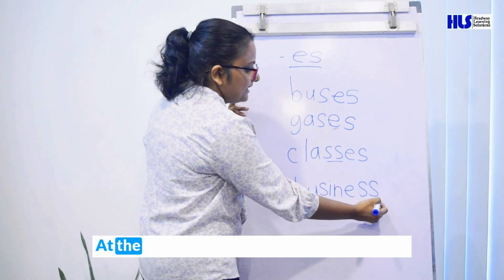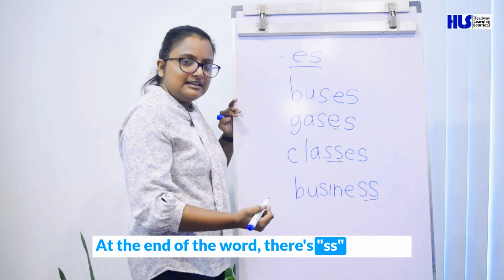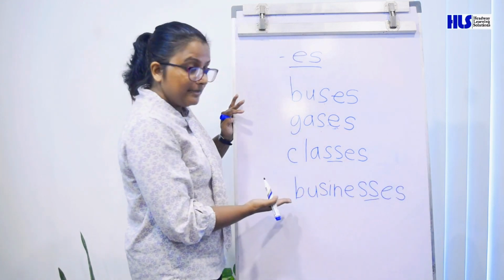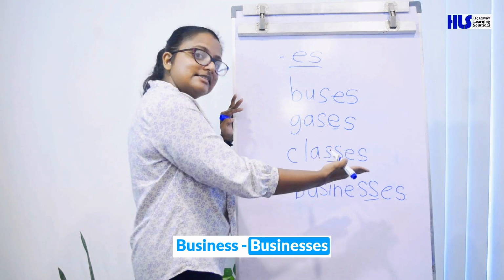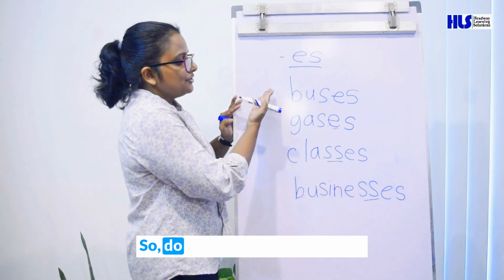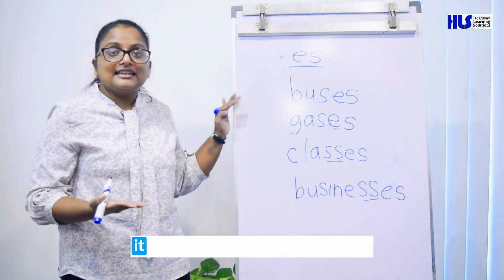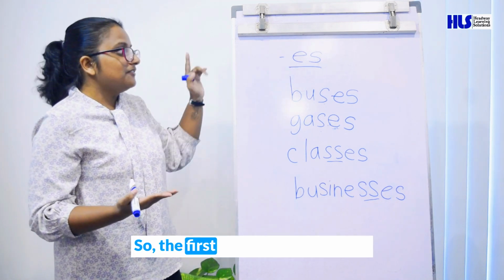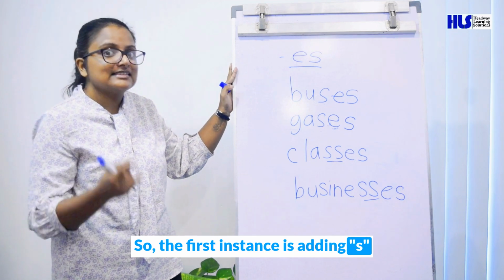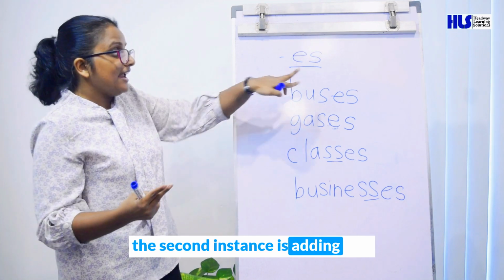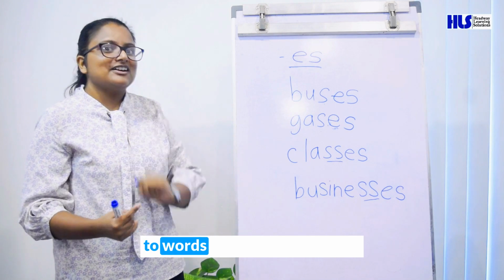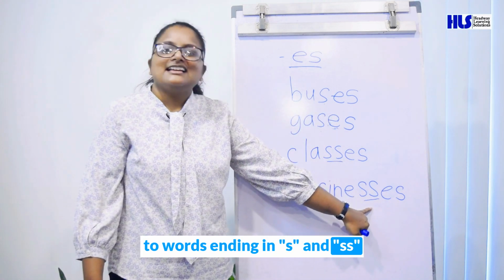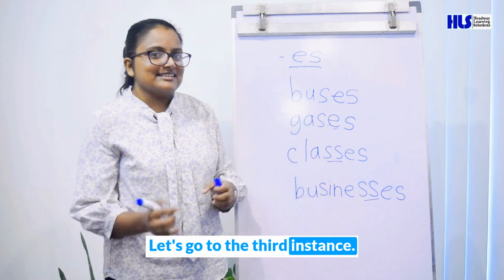Business. At the end of the word, there's double s. Add es. Business, businesses. So, do you see? In order to make it easy to pronounce, we add es. So, the first instance is adding s. The second instance is adding es to words ending with s and double s. Let's go to the third instance.